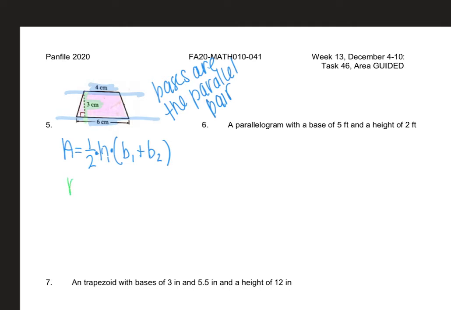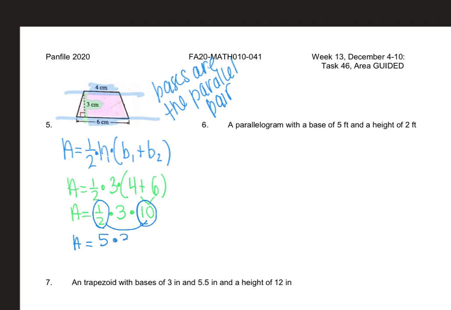So we are going to now plug it in. So A equals 1/2 times the height 3 times 4 plus 6. Now, I don't really want to take 1/2 of 3 because it's an odd number. So let's do a little work here. I'm going to do my parentheses, 1/2 times 3 times, and then 4 plus 6 is 10. So now, like I've said before, you can do multiplication in any order. So 1/2 times 10, or 1/2 of 10, is 5, and then I'm multiplying 5 by 3. So I get 15, and now I'm working in centimeters squared.